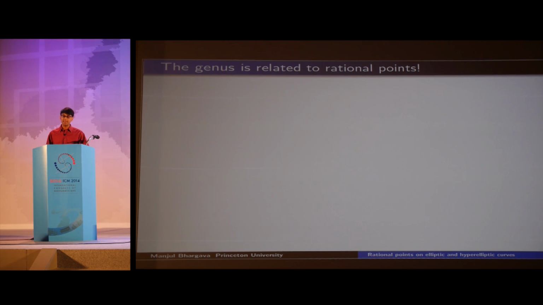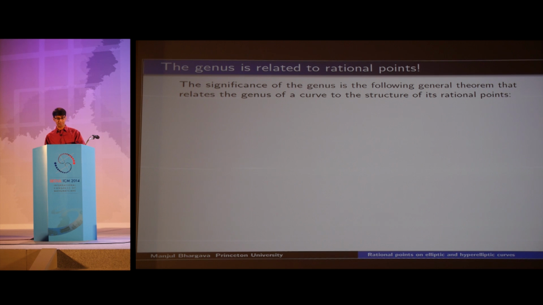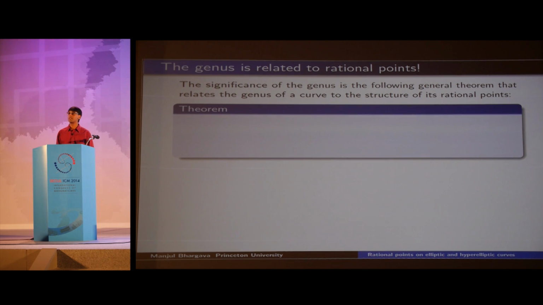And now here's the amazing thing. The genus, this topological invariant of the graph of h of x,y equals 0, is related to the structure of rational points on the graph of h of x,y equals 0. It's related to the rational solutions. So the significance of the genus is the following theorem that relates the genus of a curve to the structure of its rational points, of the rational solutions.